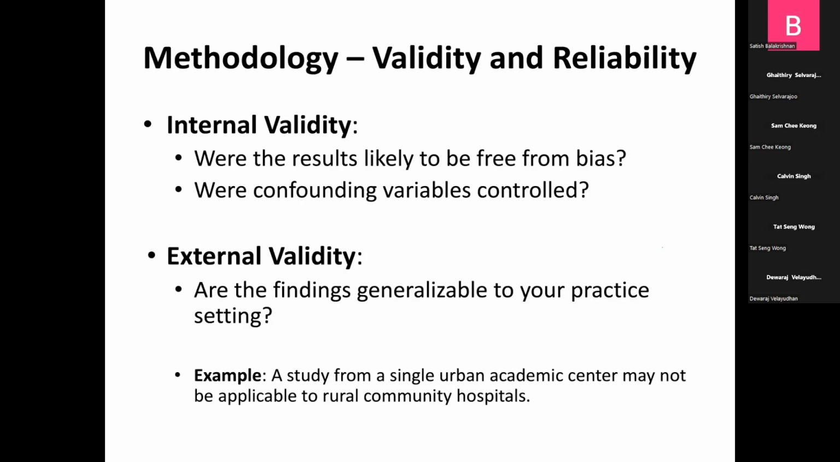So moving on to validity and reliability. Again, this is part of the methodology of the paper you're appraising. You want to know whether there is internal and external validity. When you talk about internal validity, you want to know whether the results are likely to be free from bias and were the confounding variables controlled. I spoke about this earlier.